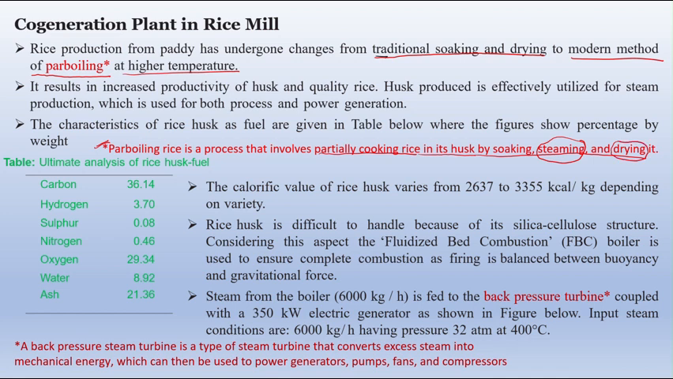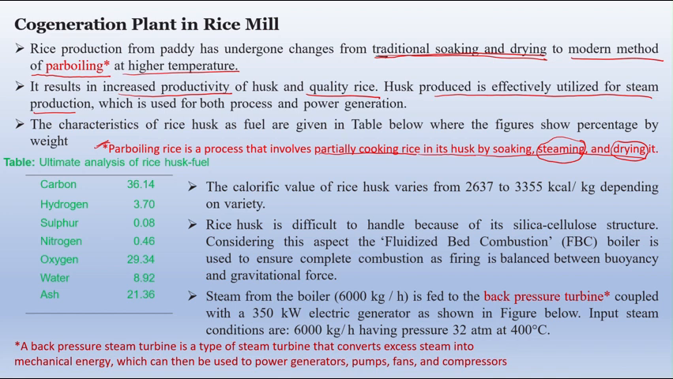If you compare parboiling with the traditional soaking and drying, it requires much less time and is cost effective. That's why modern rice mills are equipped with parboiling. It results in increased productivity of husk and quality of rice. The husk produced is effectively utilized for steam production, which is used for the process and power generation.